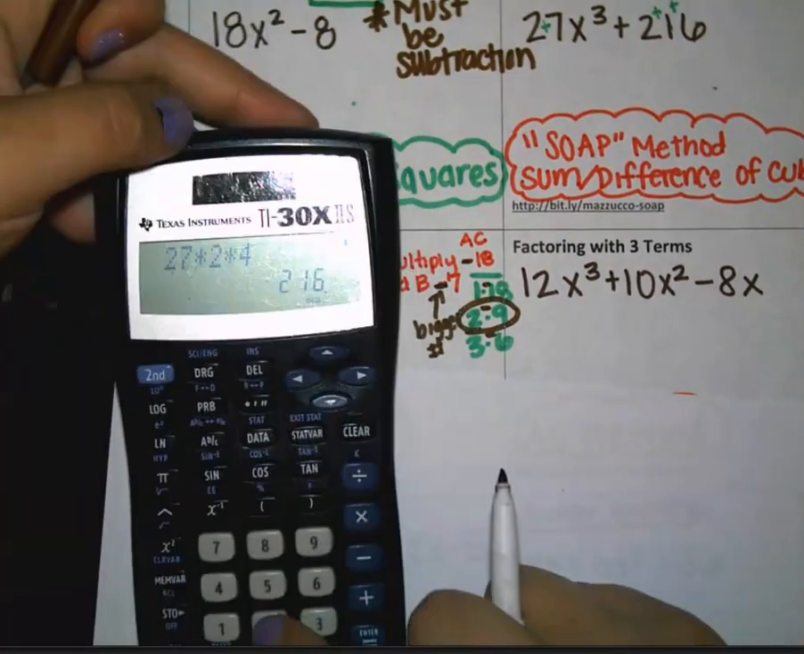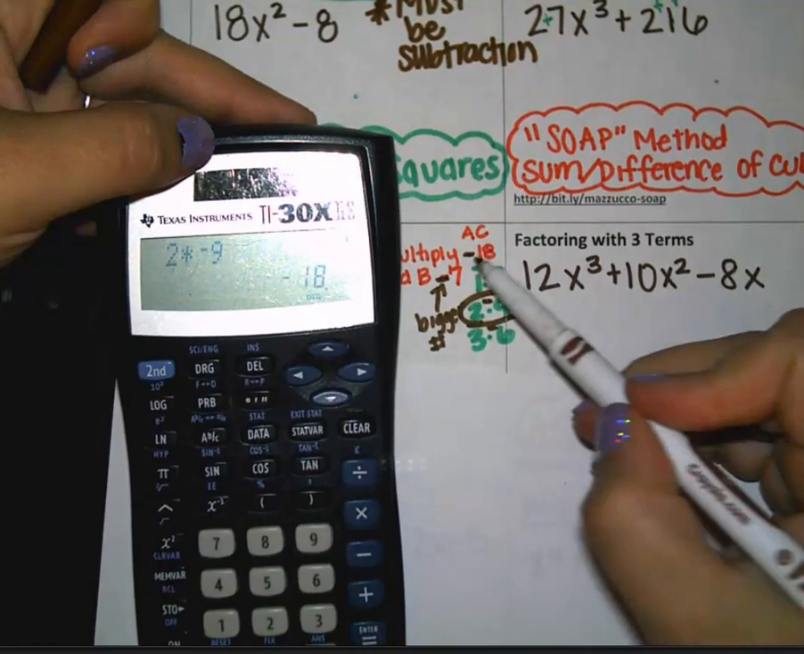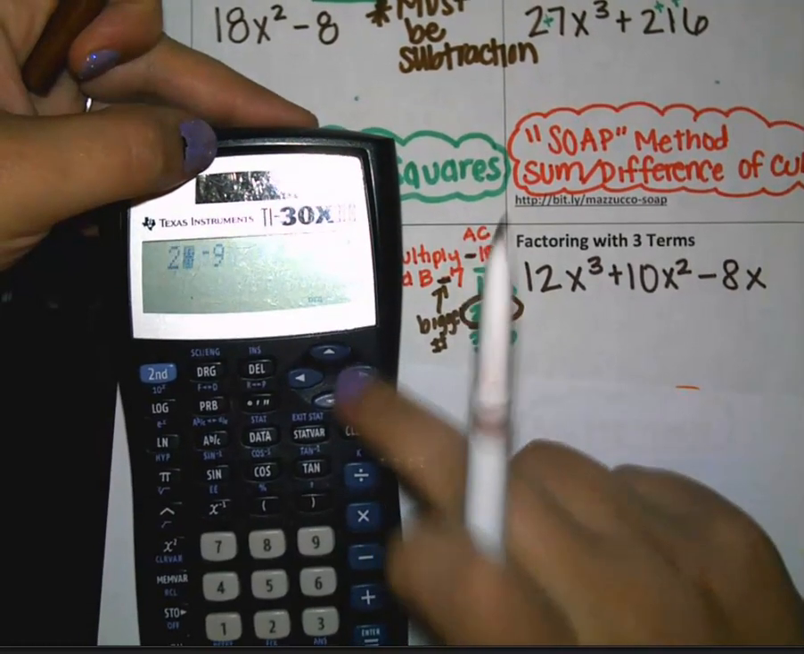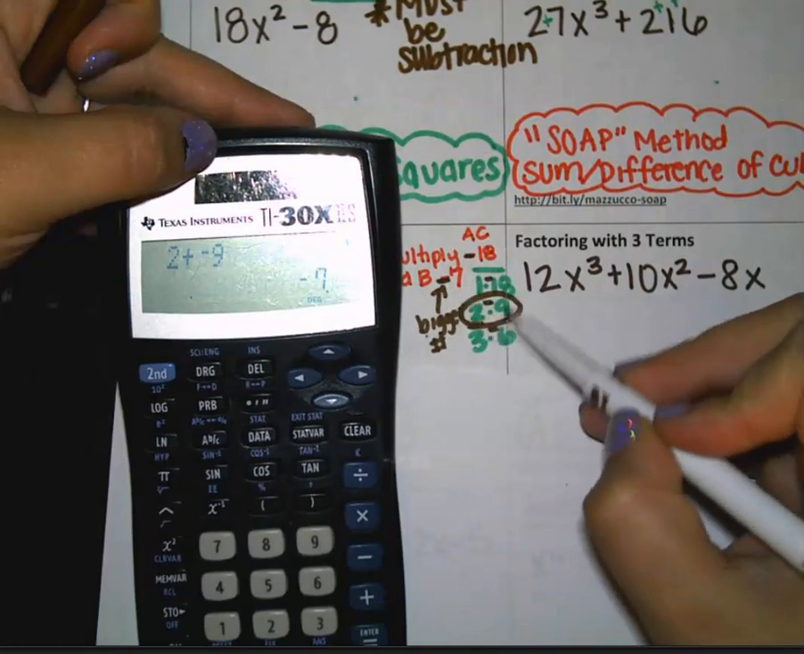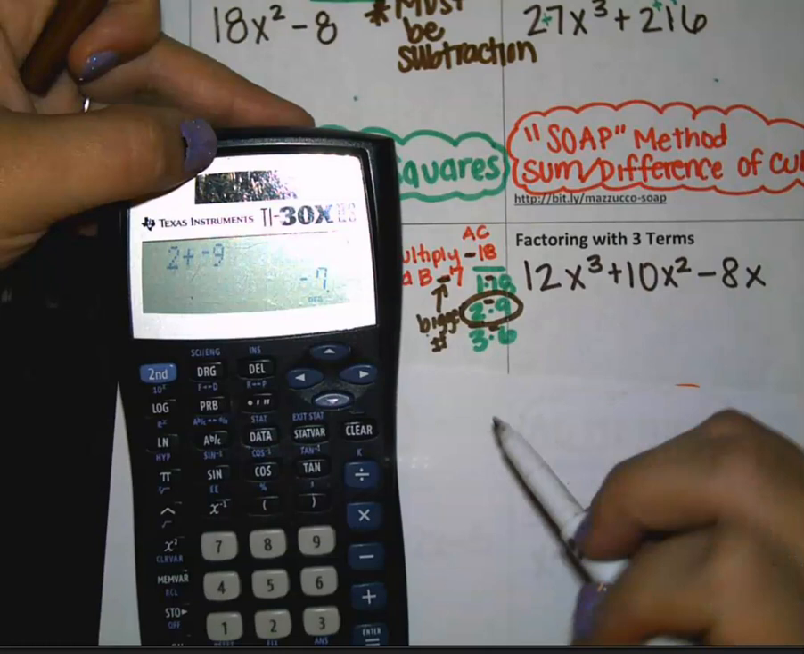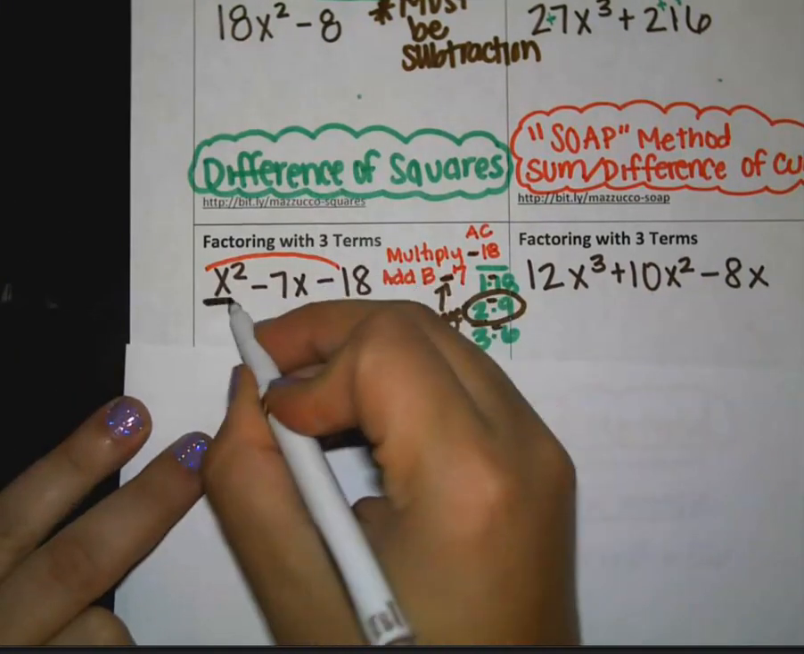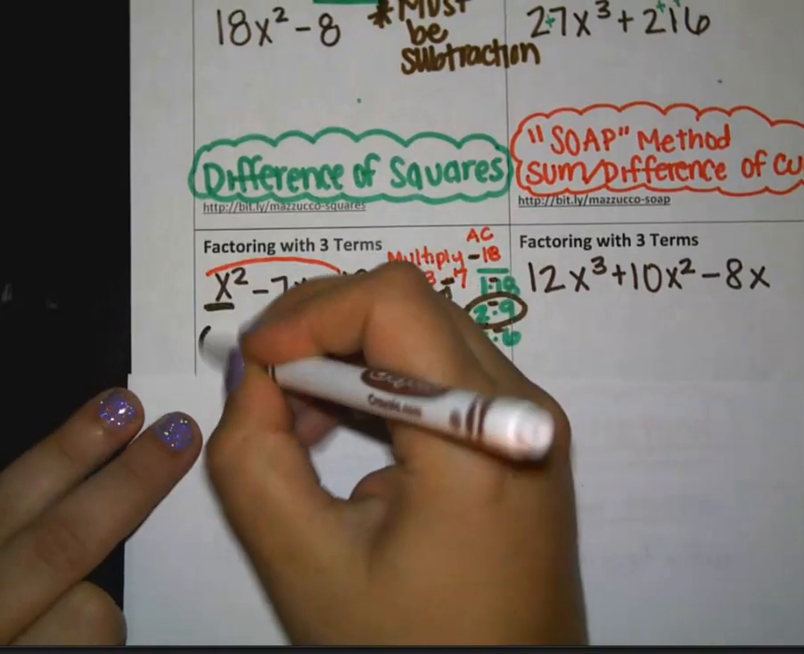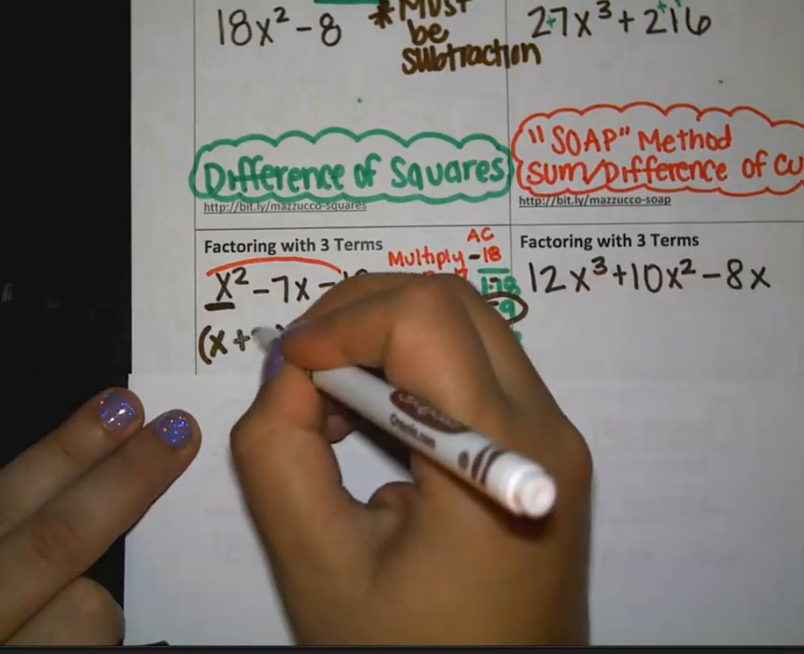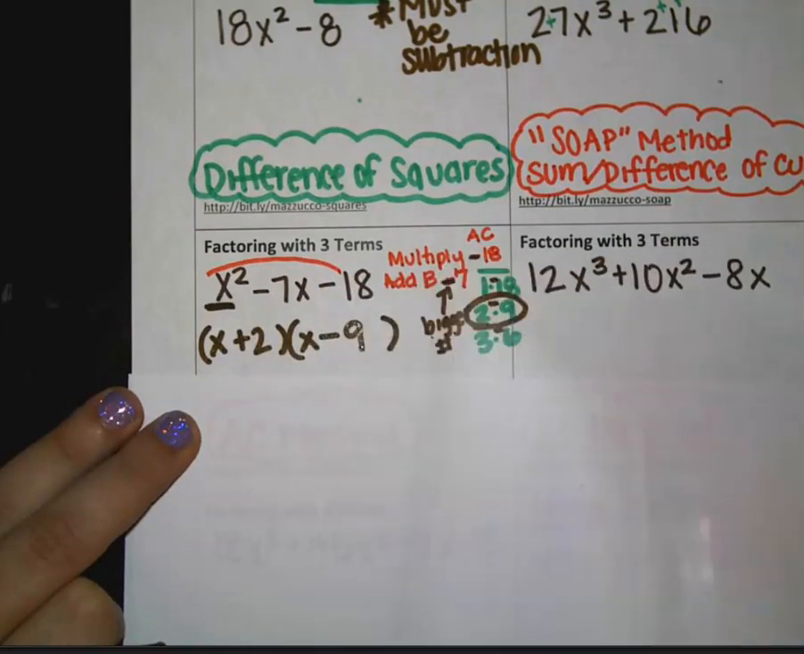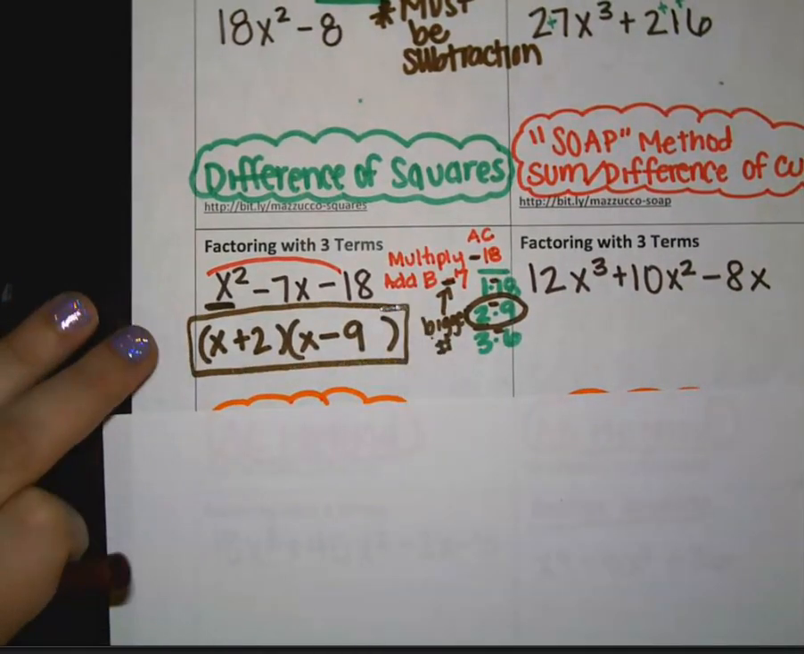So again, to recap, 2 times negative 9 makes negative 18, and when I add them, it makes negative 7. So that's how I know where the negative goes and which pair of numbers to pick. Okay, then I'm going to put x here and x here, and then I'm going to put the 2 and the negative 9 in the spot, and then I'm done. That's all there is to it for this one.